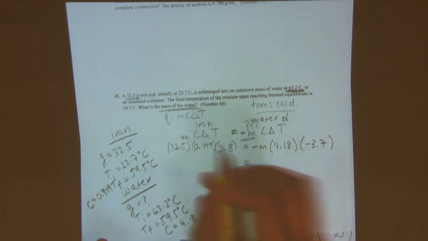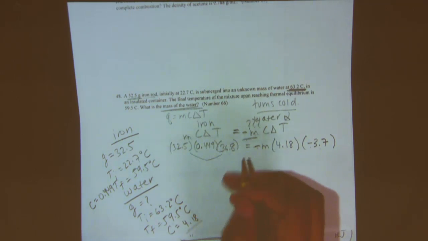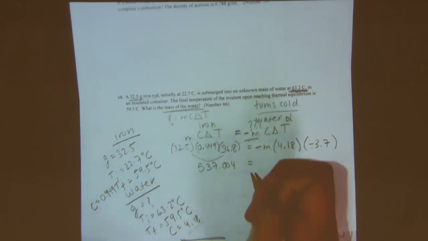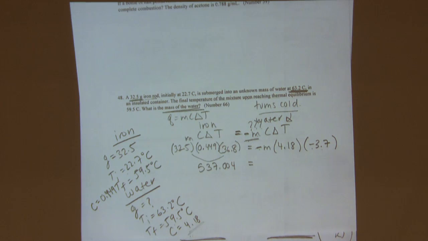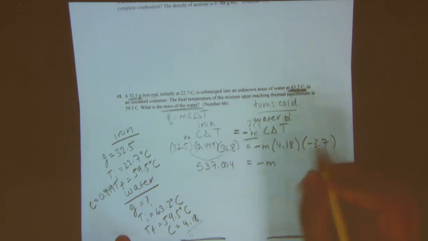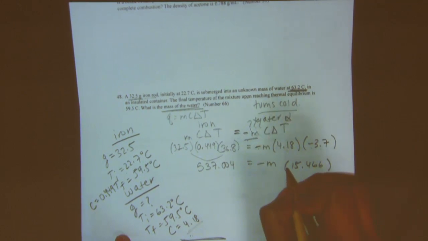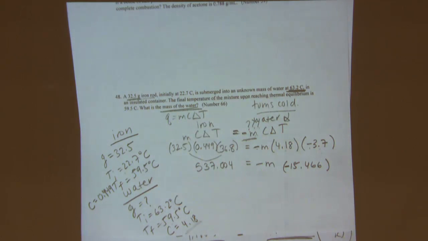Okay, so if we multiply all of these things together, we get 537.004. Can someone else perform it just to make sure I did it right? Yeah. Right? Okay, awesome. And then on this side, we'll get negative M, and then 4.18 times negative 3.7, which is 15.466. Does everyone agree with that? It's the same answer everyone else got? Yes? Okay. Because I calculated ahead of time, but there is a chance I probably made a mistake.